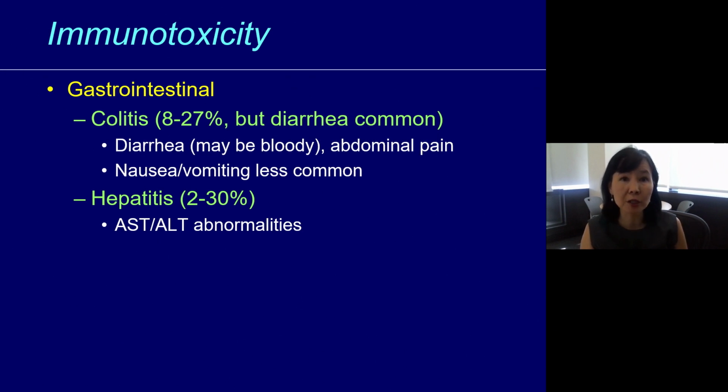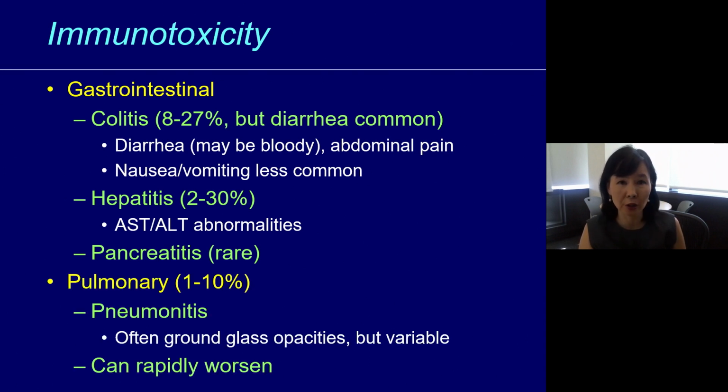Hepatitis is also something that we see. This is more of a laboratory abnormality than anything else, AST and ALT most notably. And as you can see, it can happen in up to a third of patients. Pancreatitis can happen, although that is quite rare.